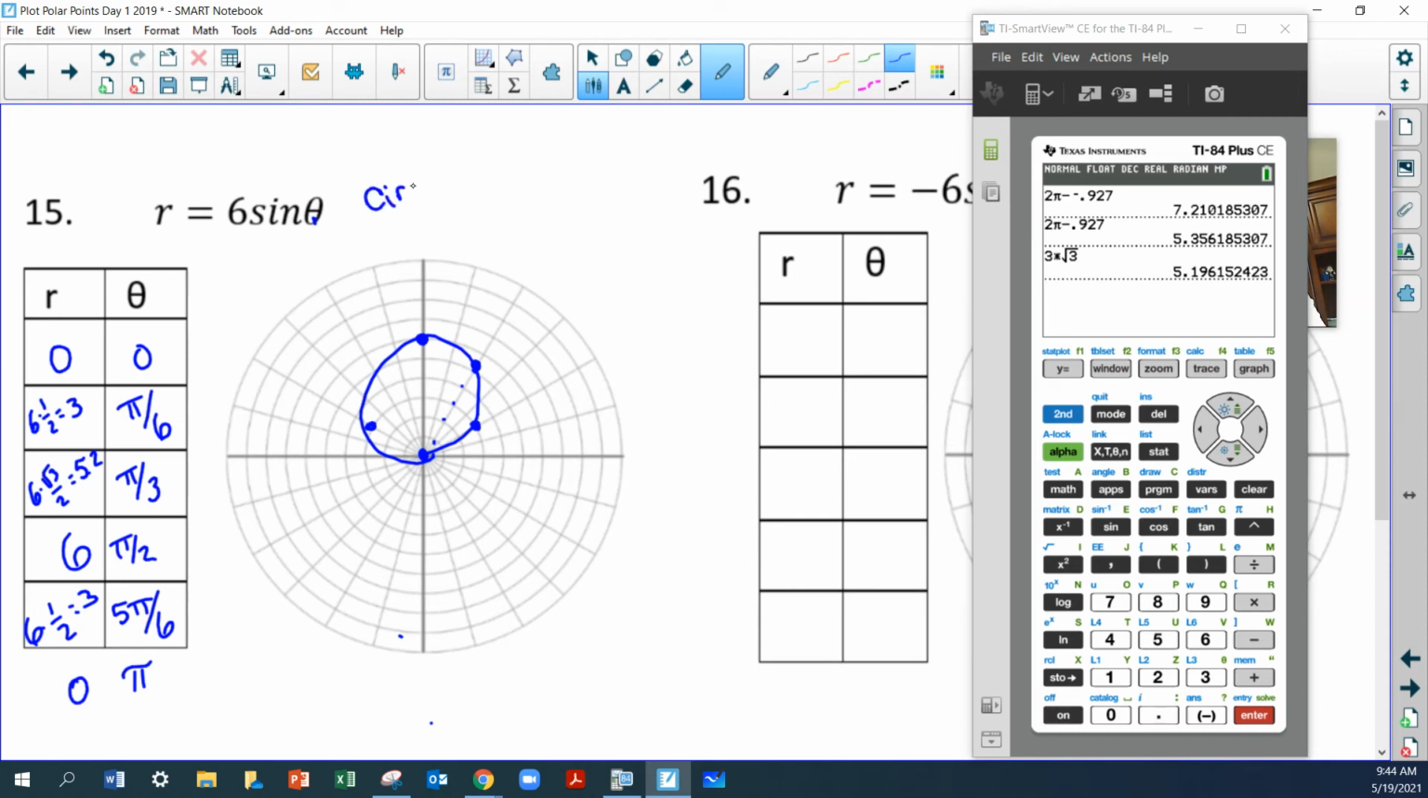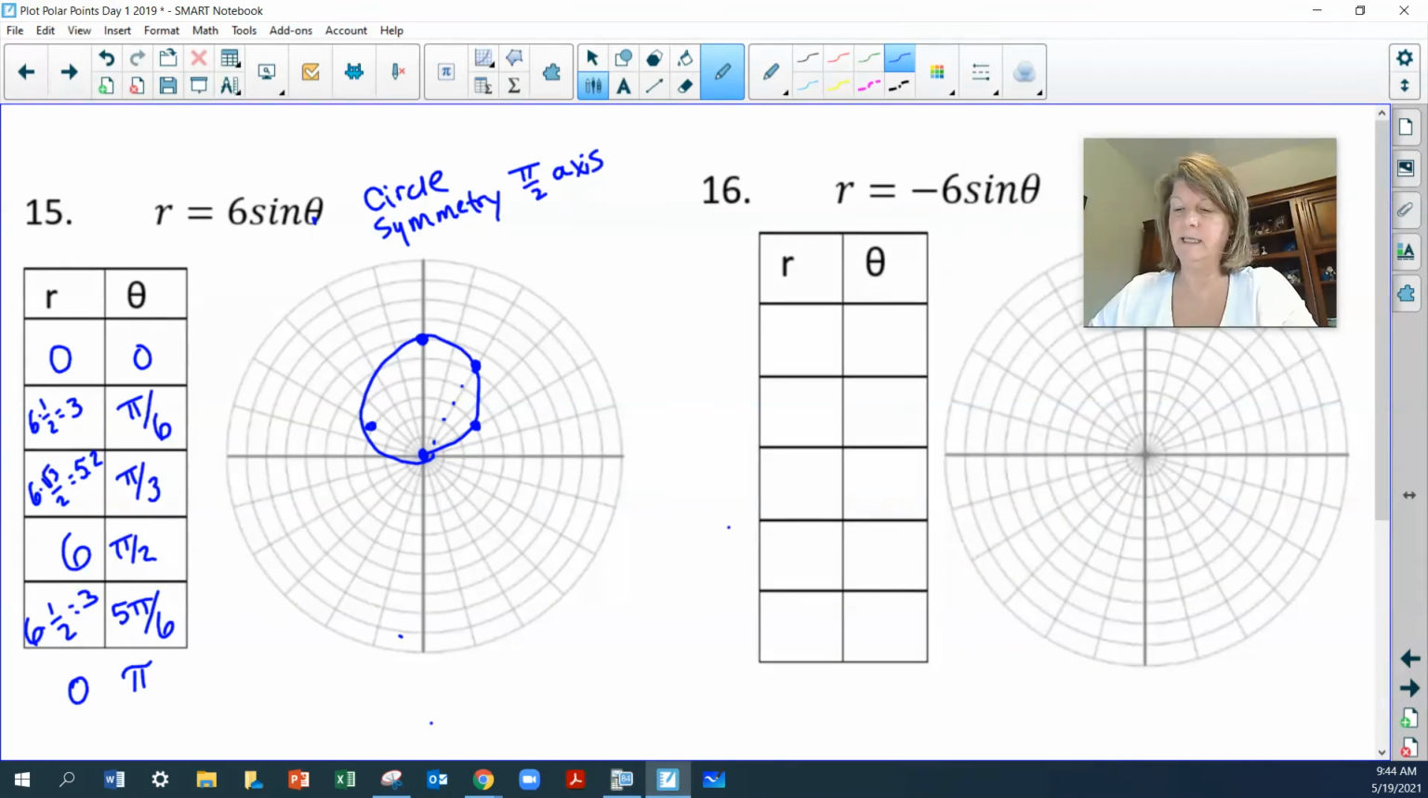This is a circle. Symmetry about the pi over 2 axis, or the y-axis. And it is on the above plane because of the positive 6. So when I go to the next one, it's negative 6 sine of theta. So let's go 0, pi over 6, using these same values, 5 pi over 6, and then we'll jump to pi. We'll put them in here. We'll get 0. 0 comes out.